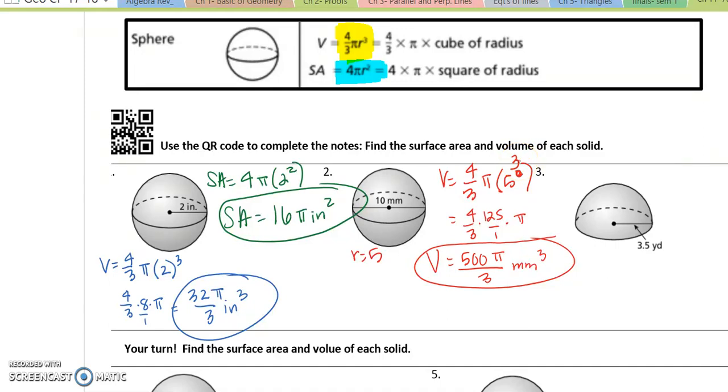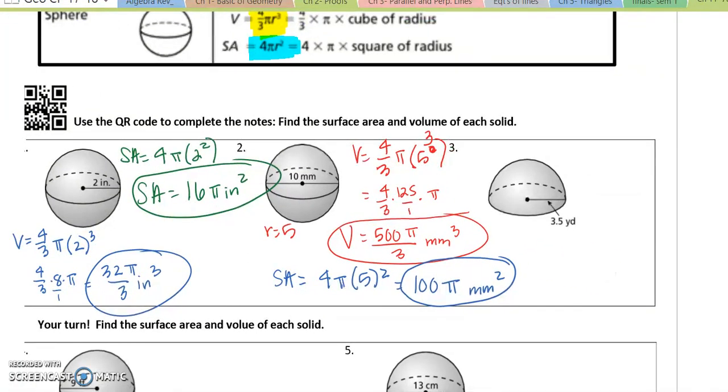Okay. Now let's do surface area, which is 4 pi r squared. This one squared. So here I do 4 times 25 and get a surface area of 100 pi millimeters squared. And you could plug this in and get a decimal, but you also should know how to leave it in terms of pi.